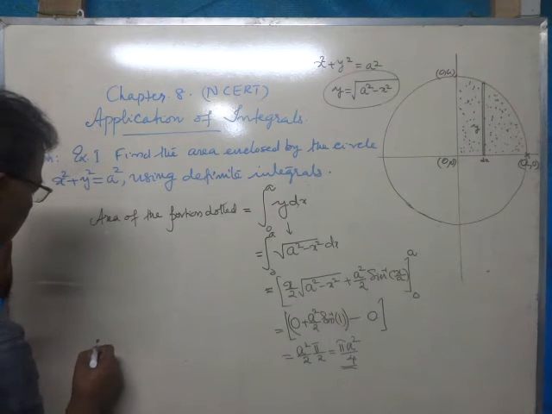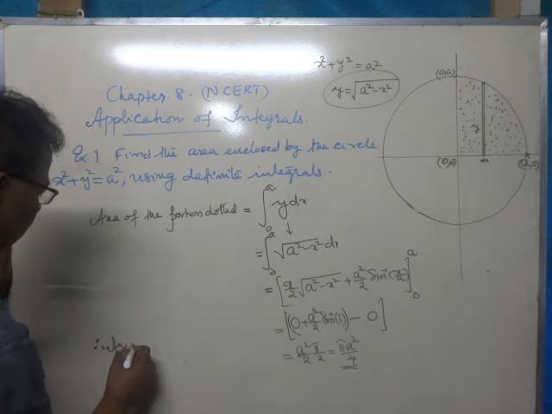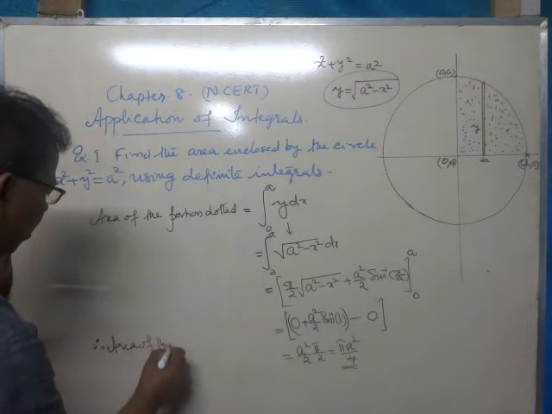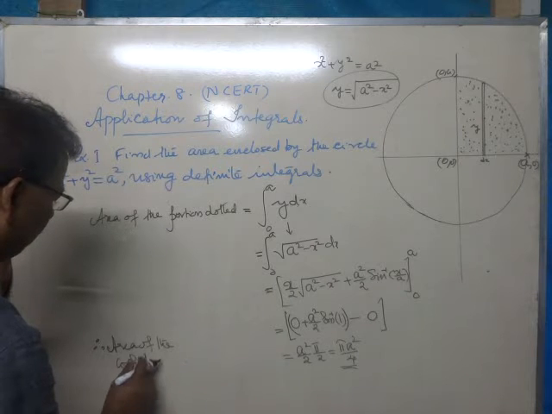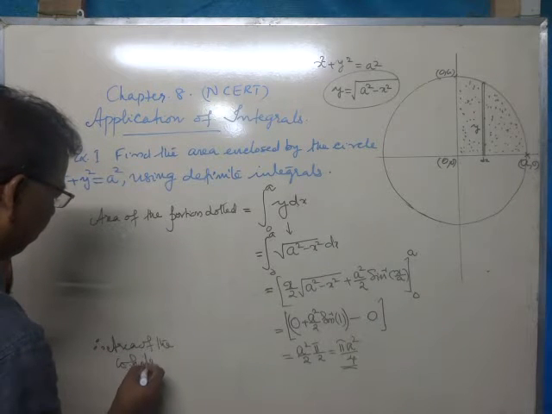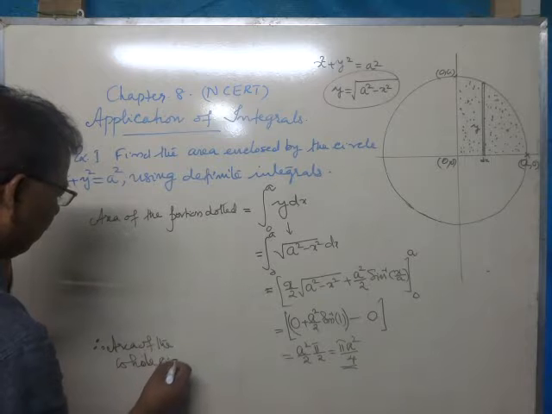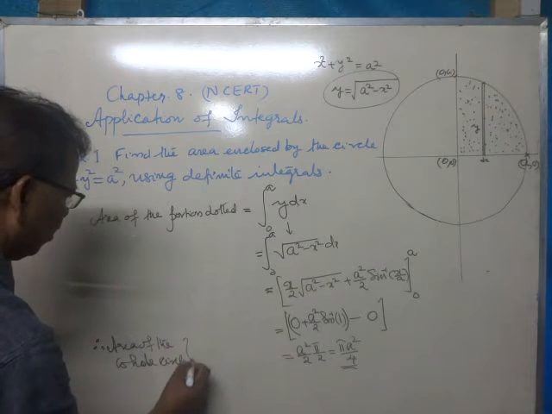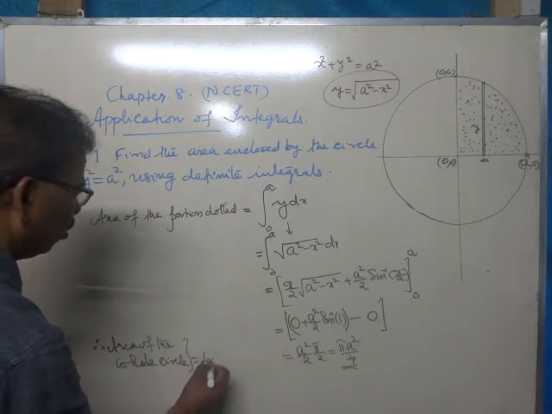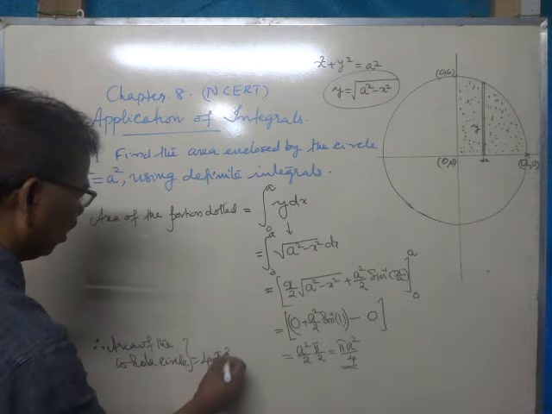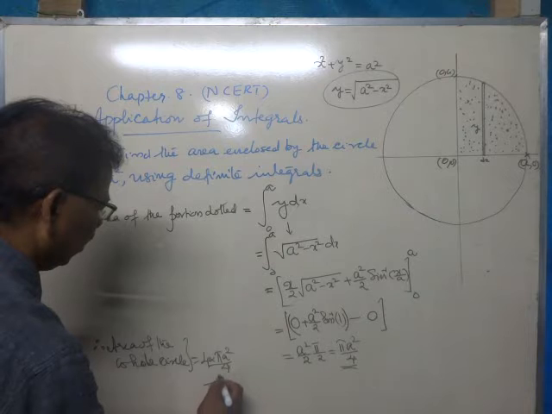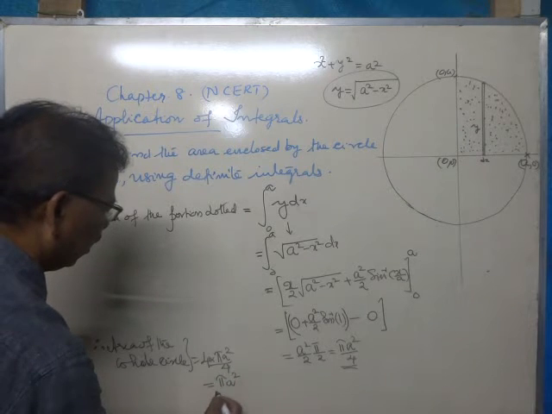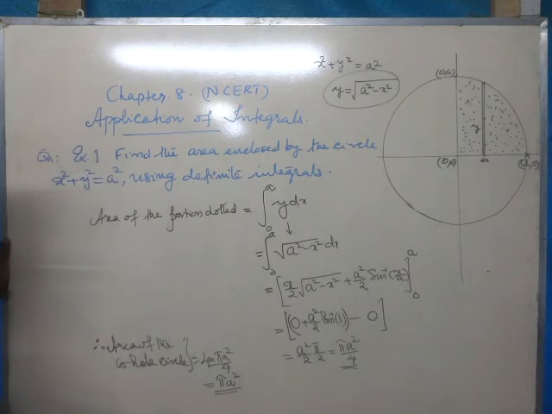Therefore, area of the whole circle is equal to 4 into pi a square by 4. That is equal to pi a square, where a is the radius of the circle.